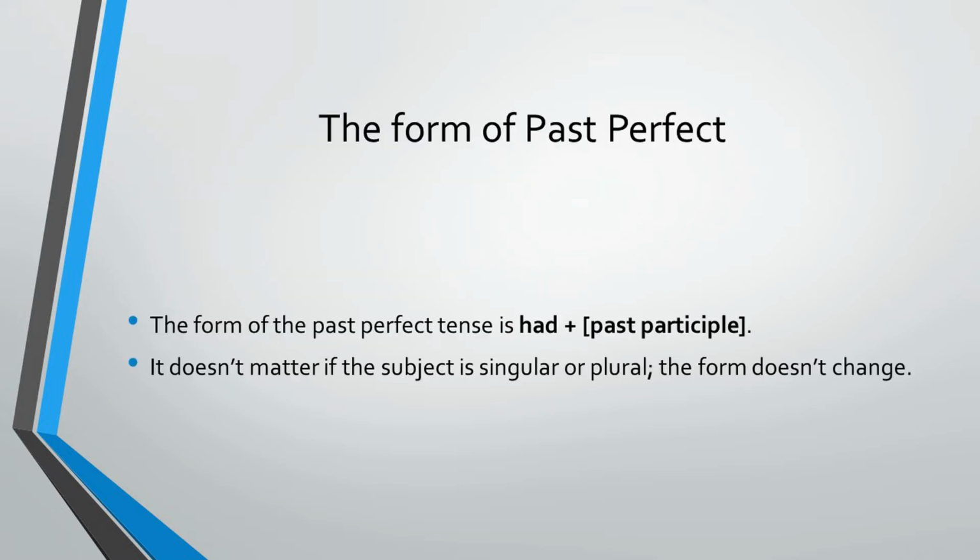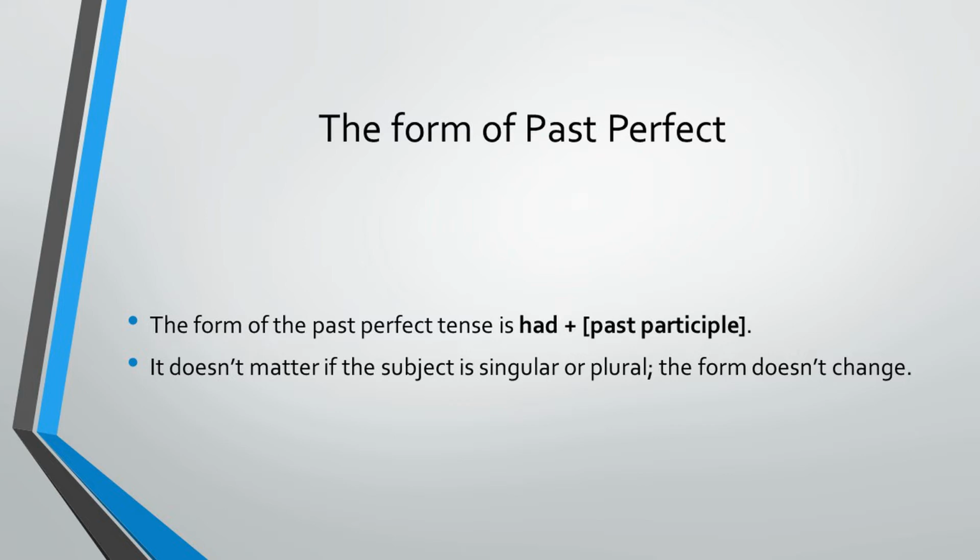Now the form of past perfect. The form of past perfect tense is had plus past participle. It doesn't matter if the subject is singular or plural. The form doesn't change.